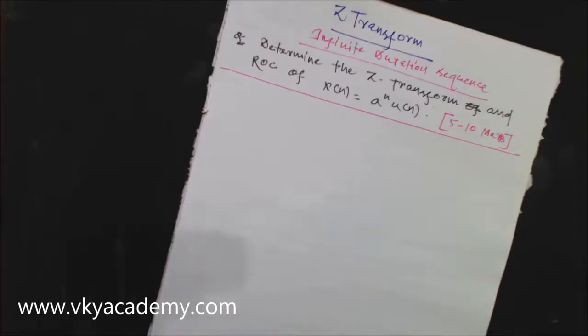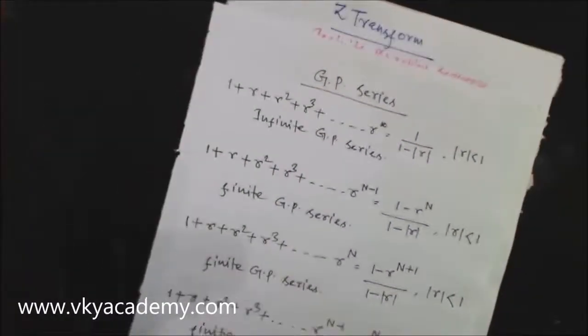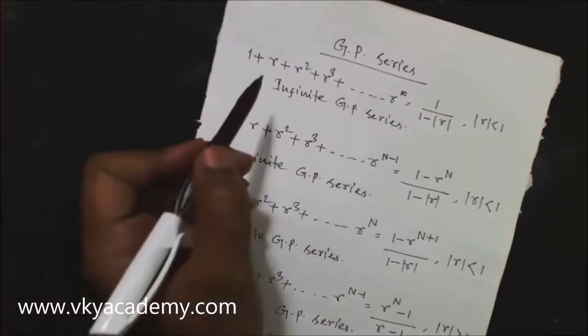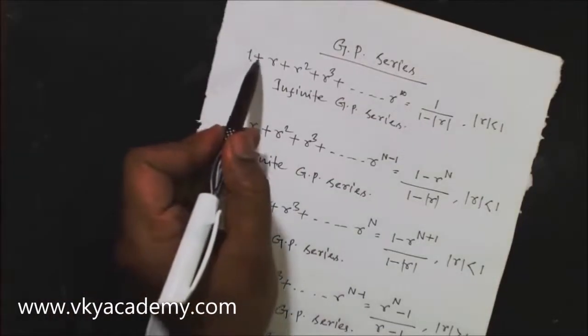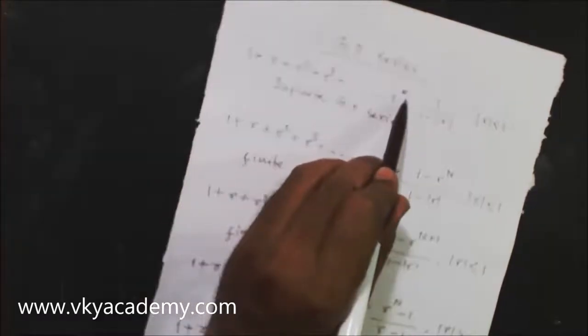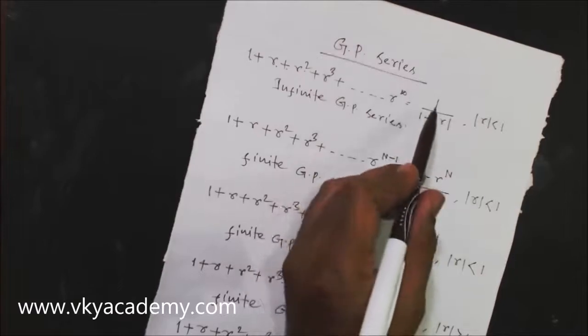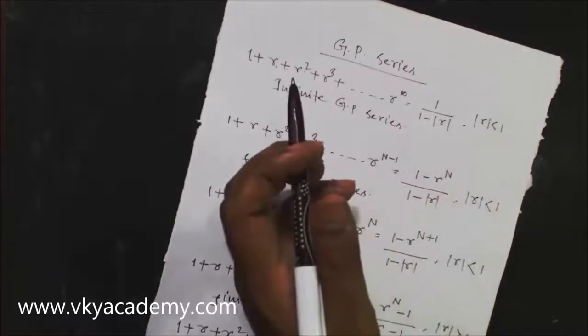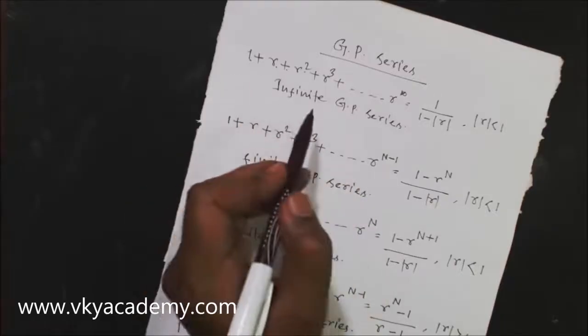Before determining the Z transform and ROC for infinite duration sequences, we need to know a few formulas on GP series. Here are the formulas for GP series. The first one is r to the power 0 plus r to the power 1 plus r to the power 2 up to r to the power infinite is always equal to 1 by 1 minus mod r, where mod r is less than 1. This is the infinite GP series.